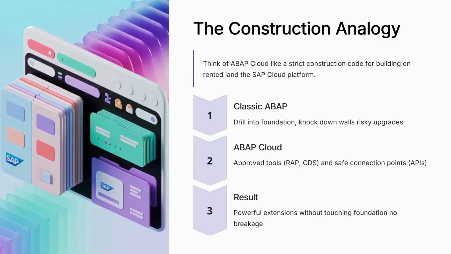So here I have an example. Think of ABAP Cloud like a building on rented land. In classical ABAP, the developers used to drill down into the foundation by modifying the SAP code, making it dangerous. Whereas in ABAP Cloud, there are approved tools like RAP and CDS. There are safe connection points via APIs. You can build strong and powerful extensions without even touching the foundation.